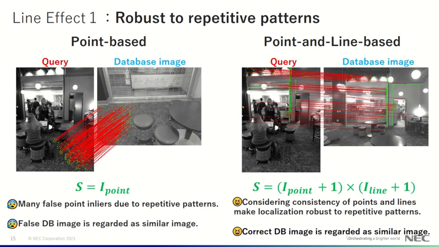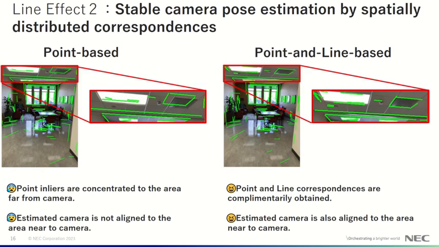Even if repetitive patterns increase false point inliers during the RANSAC loop, line inliers become few since point and line inliers are not consistent in that case. As a result, false point inliers do not increase the overall RANSAC score, and only when point and line are consistent, the score gets high. In this way, our pipeline makes localization robust to repetitive patterns.